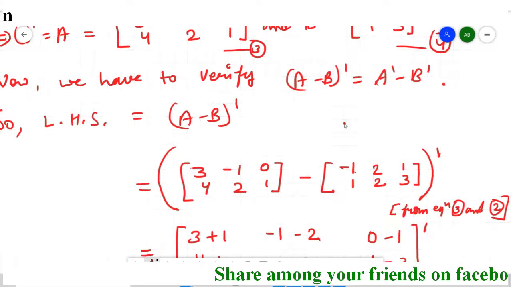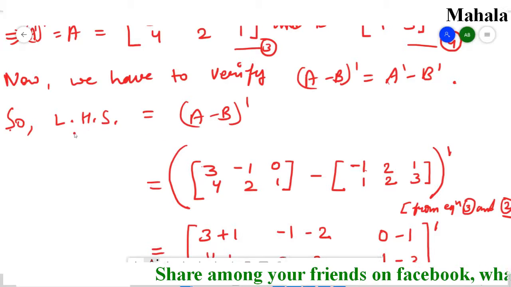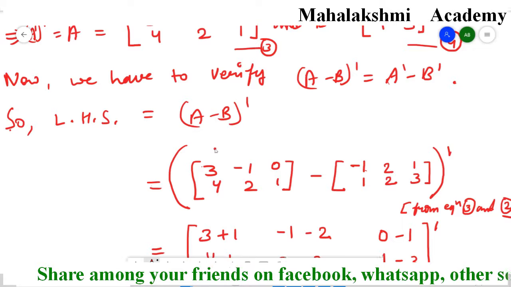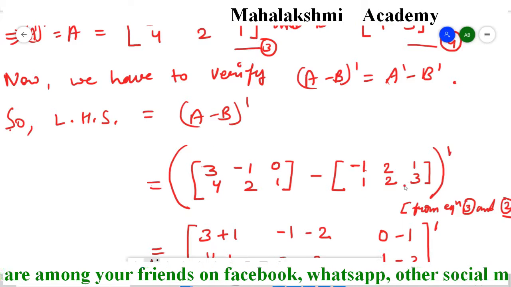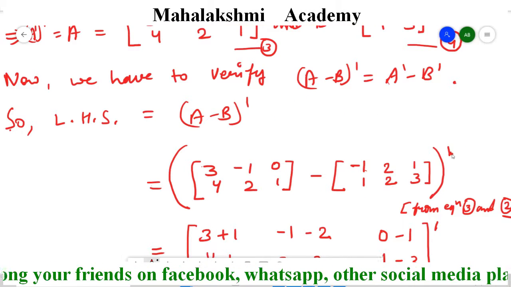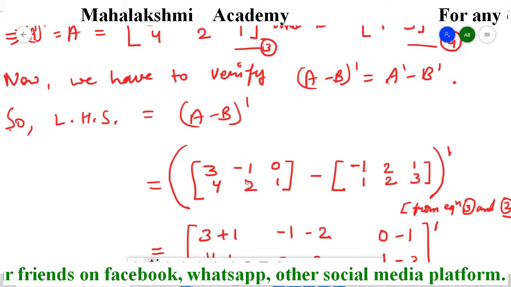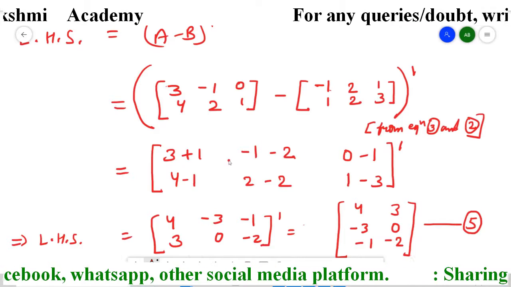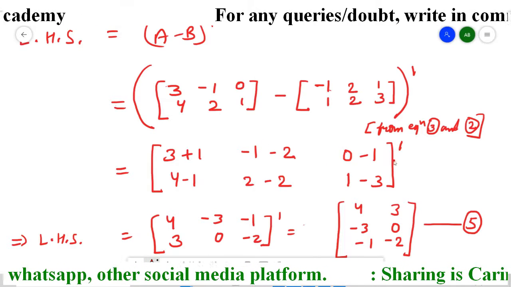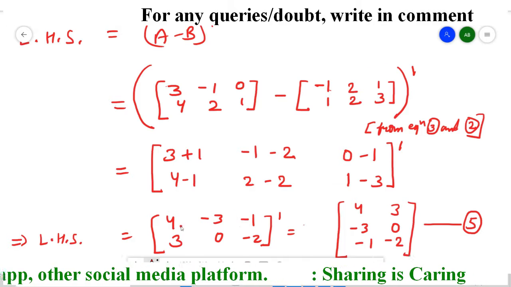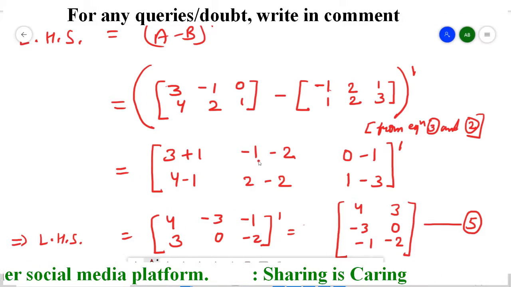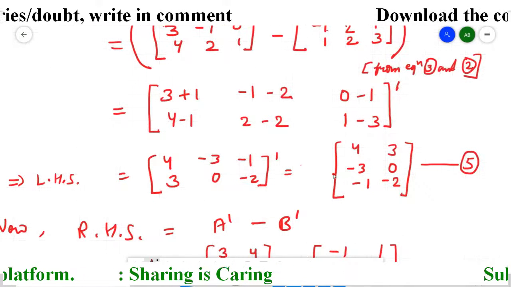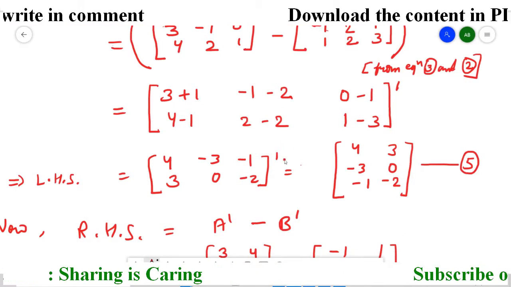So here the left hand side is A minus B. So I put here the A minus B values from equation 3 and 2, and this transpose symbol I kept outside as it is, and subtraction we have to do. So corresponding elements we will subtract, and it will appear like this. After subtracting, the resultant matrix is like this. 3 plus 1 is 4, minus 1 minus 2 is minus 3. Like this we obtain the resultant matrix here, and this transpose symbol will appear here as it is.